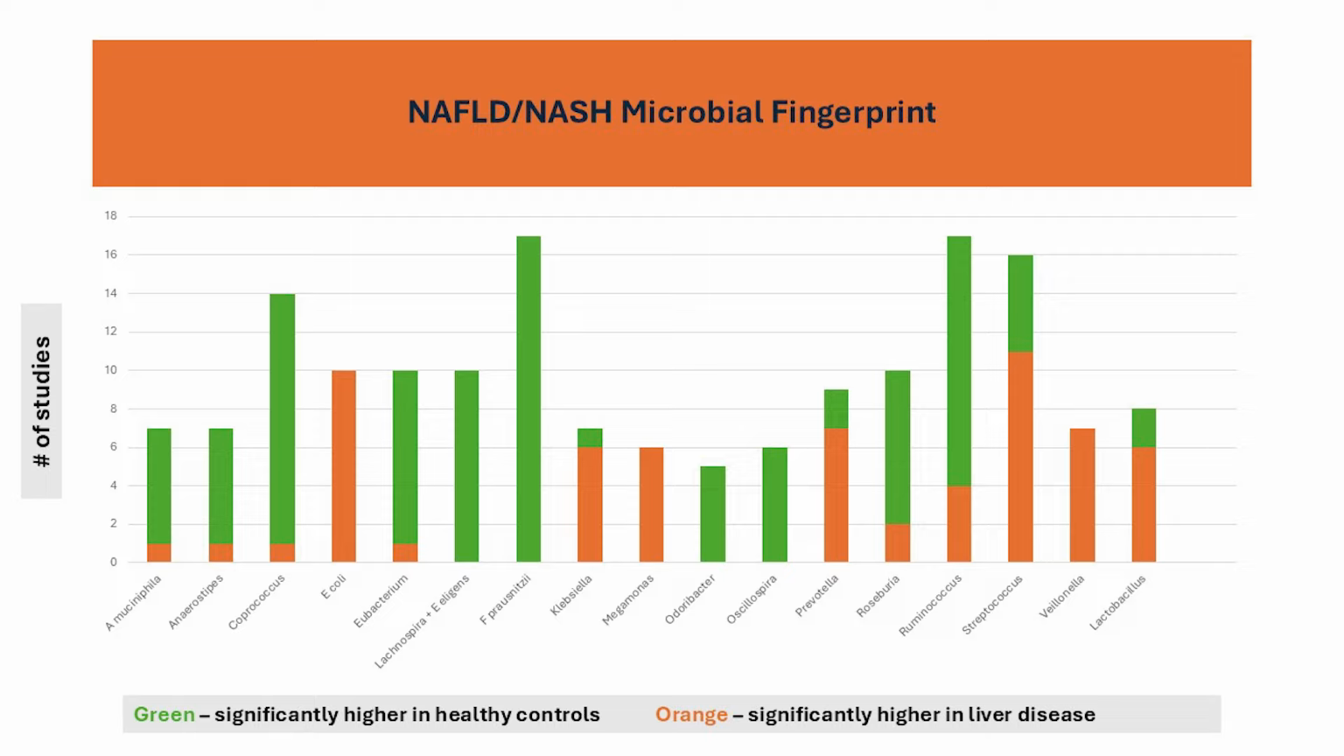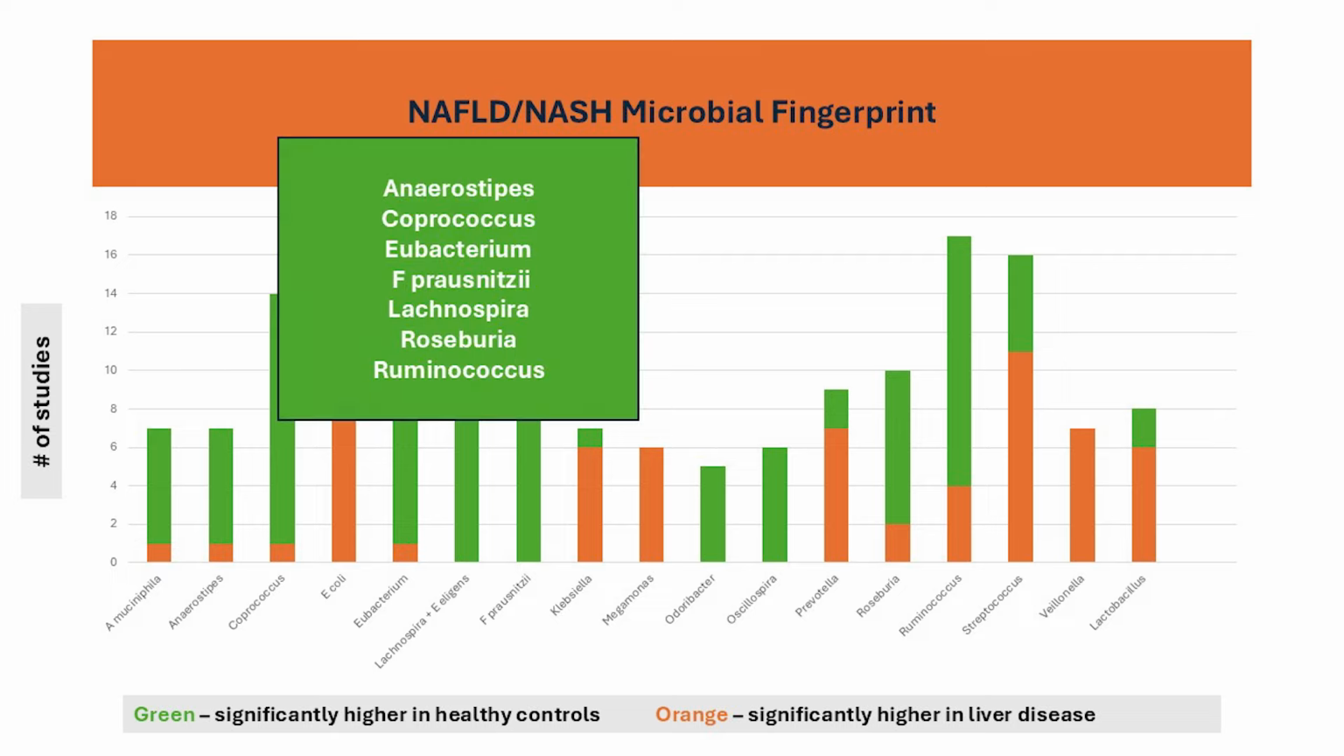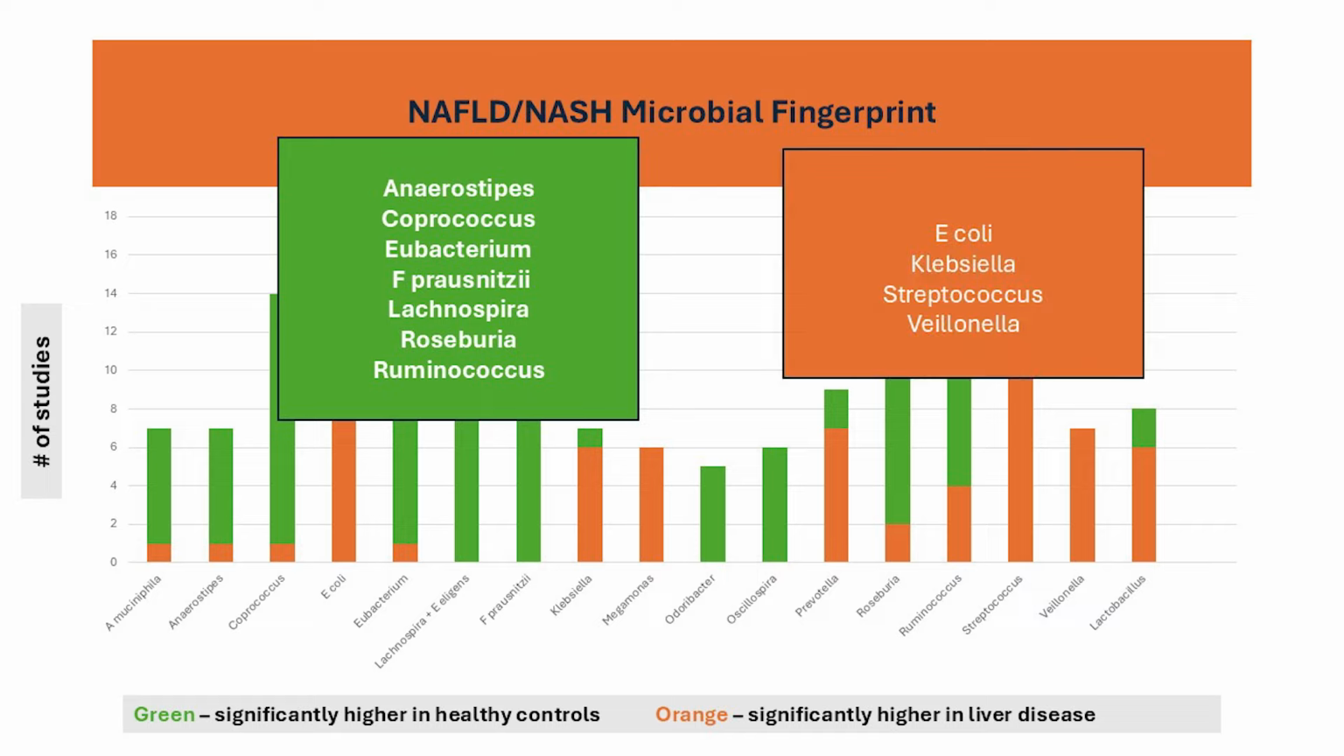have significant reductions in the butyrate-producing, oxygen and antibiotic-sensitive taxa, Anaerostipes, Coprococcus, Eubacterium, Lachnospira, F. prausnitzii, Roseburia, and Ruminococcus, among others, while they have significant increases in the classic opportunistic pathogens E. coli, Klebsiella, Streptococcus, and Veillonella. And I added Lactobacillus to the end, not because I consider it part of the fingerprint, but just for your own reference. The data isn't pretty here once again.